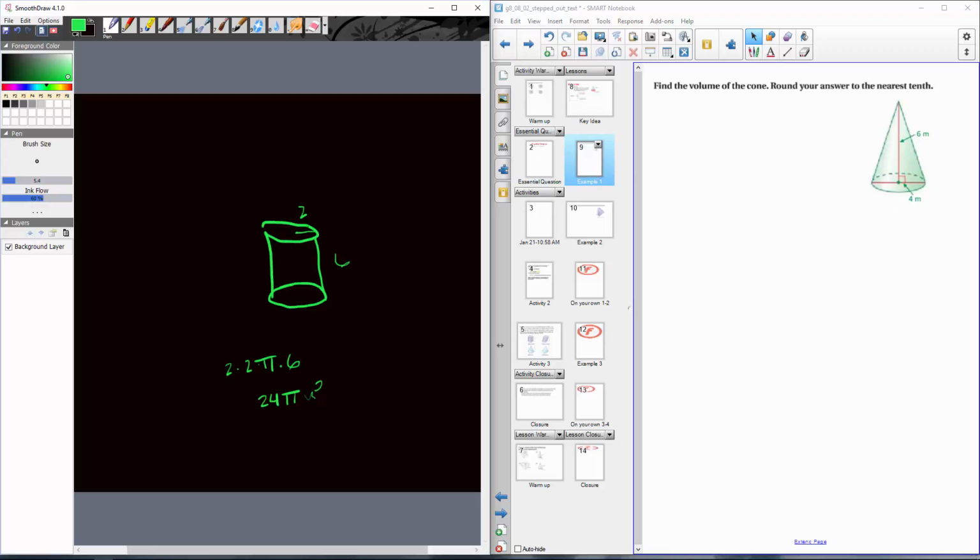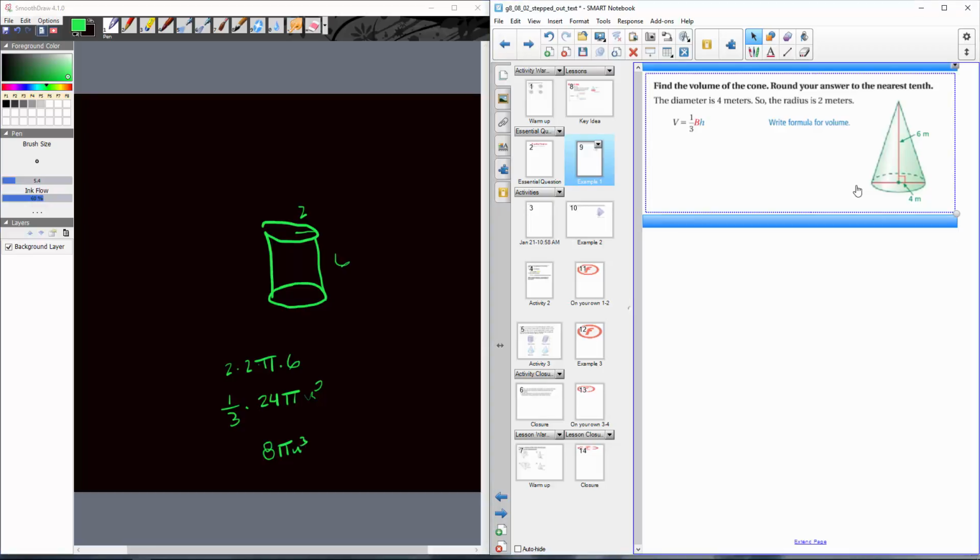I just said before that this cone is not going to be the whole cylinder, right? It's actually 1/3 of it. So I'm going to take 1/3 of that number. So 1/3 times 24, in this case, equals 24 divided by 3, which is 8. So that'd be 8 pi units cubed. And let's look through here and see what the answer is. 8 pi is equal to 25.1. So that's how you'd solve these things.